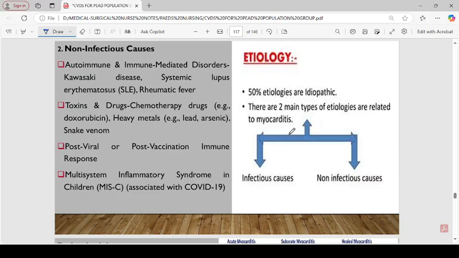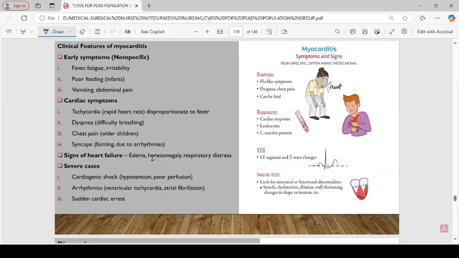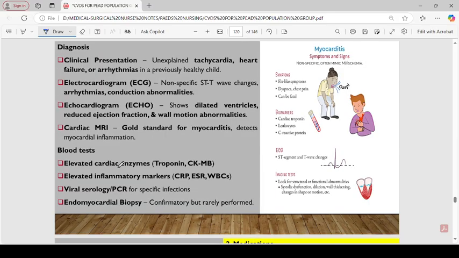The non-infectious causes include autoimmune mediated disorders like Kawasaki, lupus, the toxins, the post-viral, and the multi-system inflammatory syndrome. So in terms of pathophysiology, you have the initial injury, leads to inflammatory response, then the cardiac dysfunction resulting in chronic myocarditis that results in dilated cardiomyopathy if that inflammation persists. So we have early symptoms, cardiac symptoms, and signs of heart failure, and even severe cases presenting with cardiomegaly, arrhythmia, and sudden cardiac arrest.